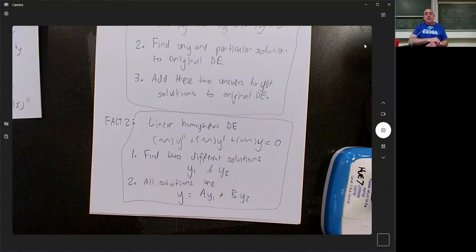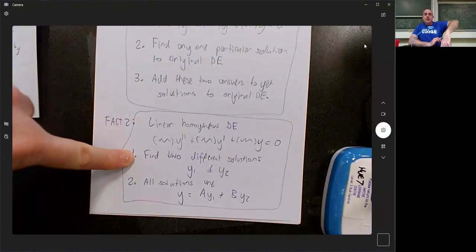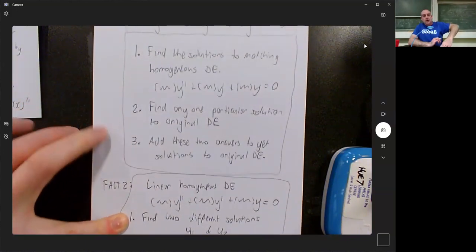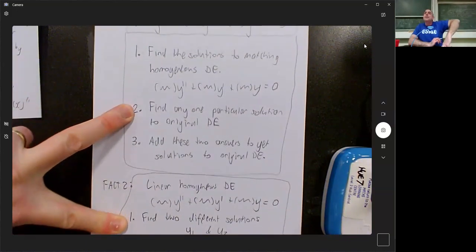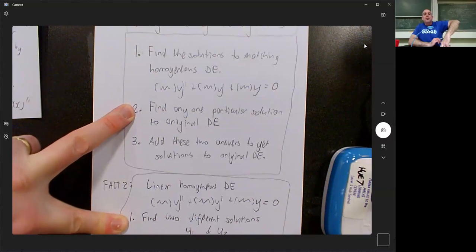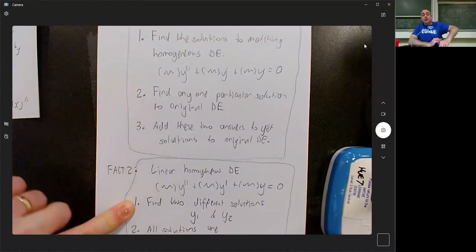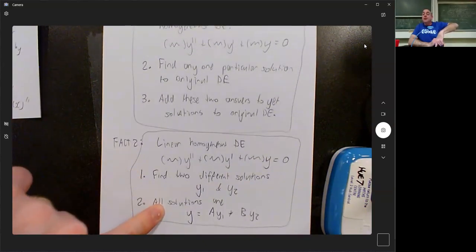So these 2 facts are the facts that we need to help solve linear differential equations. The hard bit is this part number 1. And the hard bit in this one is part number 2. So the bit where you actually find some solutions to begin with, that's the tricky bit. Once you've got two solutions, then all the rest of them will be linear combinations.